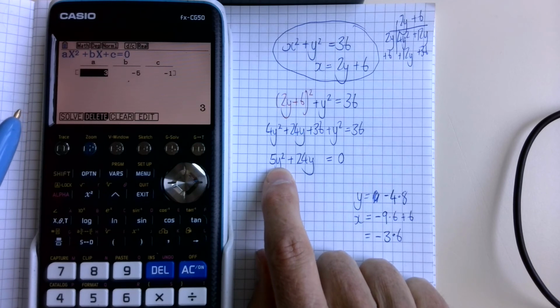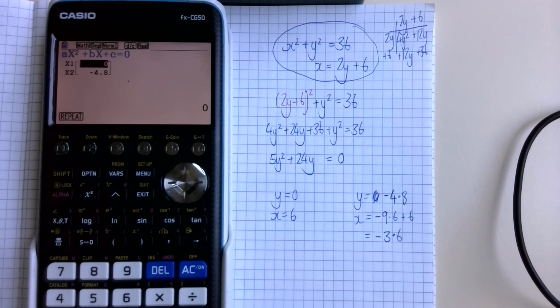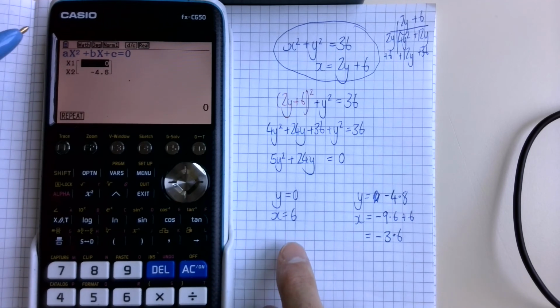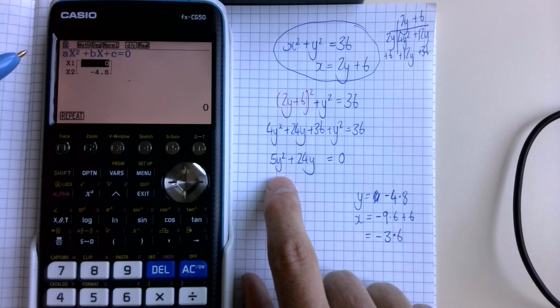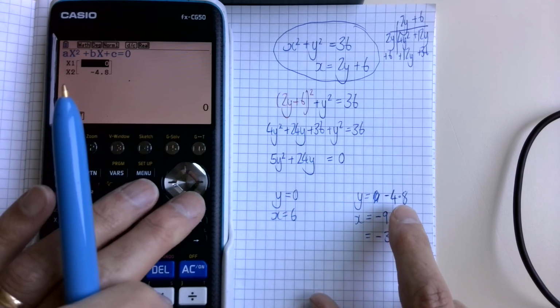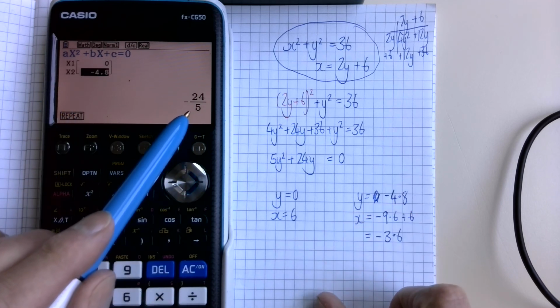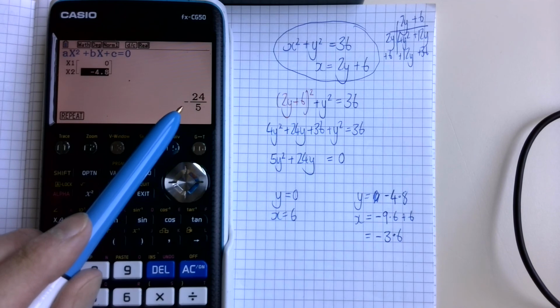I've got 5, equals, 24, equals, and I've got no number, so I'm just going to do 0, equals. So my solutions, which the calculator thinks are x values, but of course we've got y values, are 0 and minus 4.8, although minus 4.8 as a fraction is minus 24/5, which in some situations is easier.